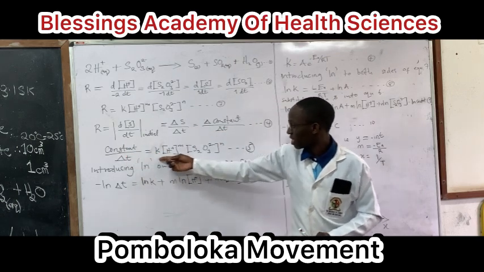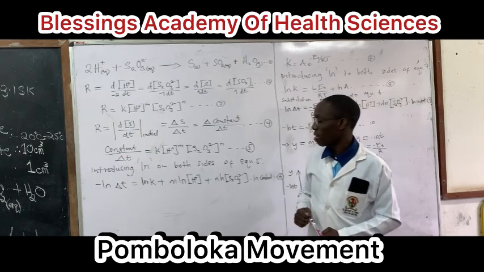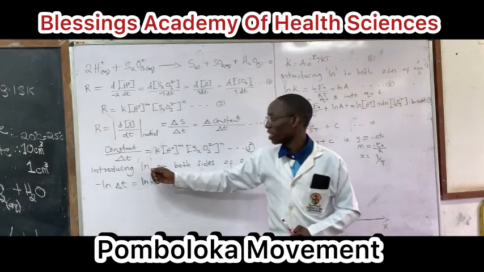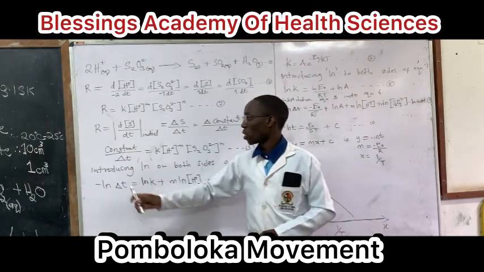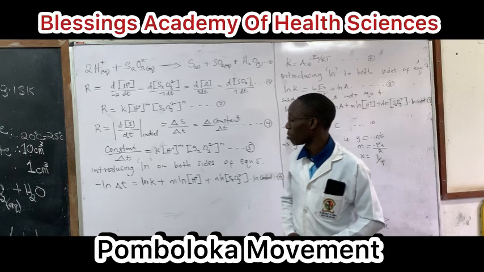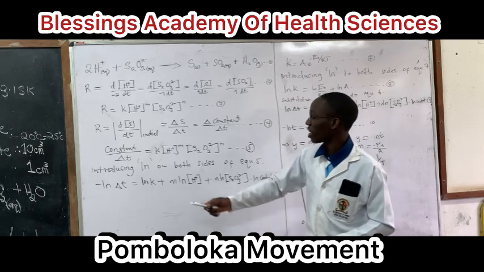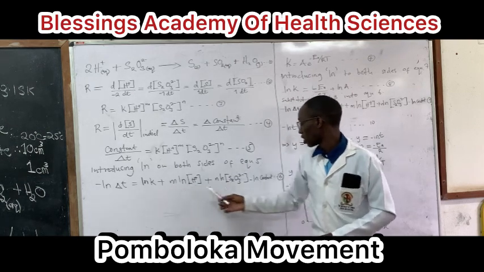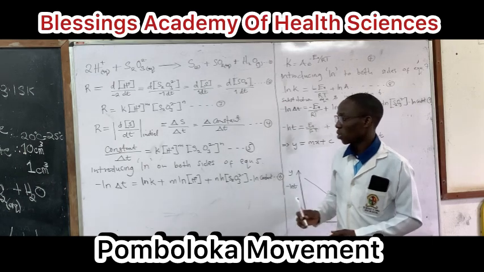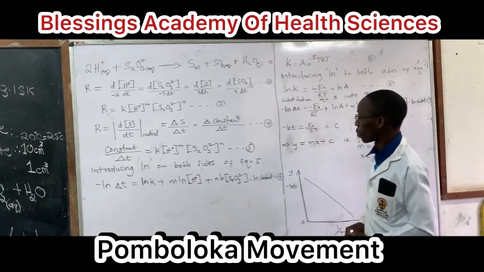So as you can see here in equation number 5, we are now introducing the natural log on both sides. Upon introduction of the natural log on both sides, we are able to simplify this equation until we get equation 6. So this is what we have for equation 6.